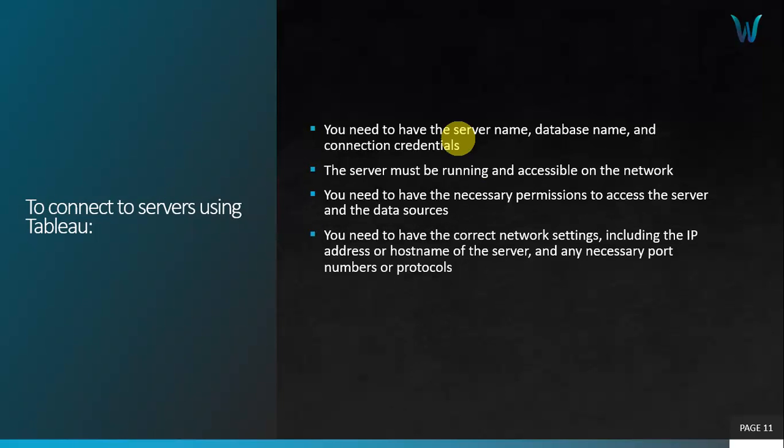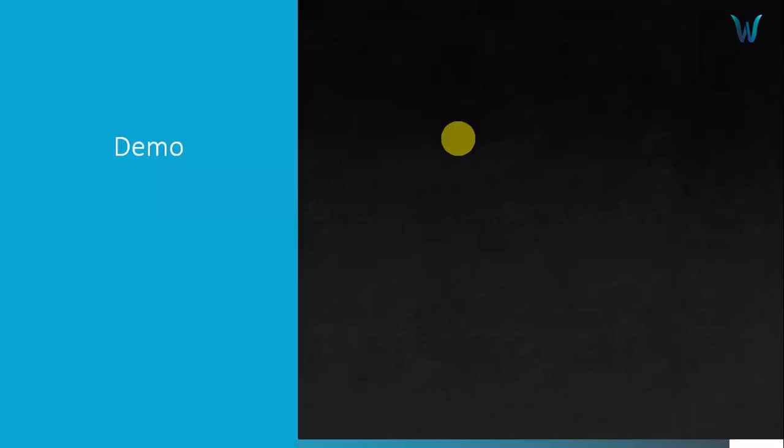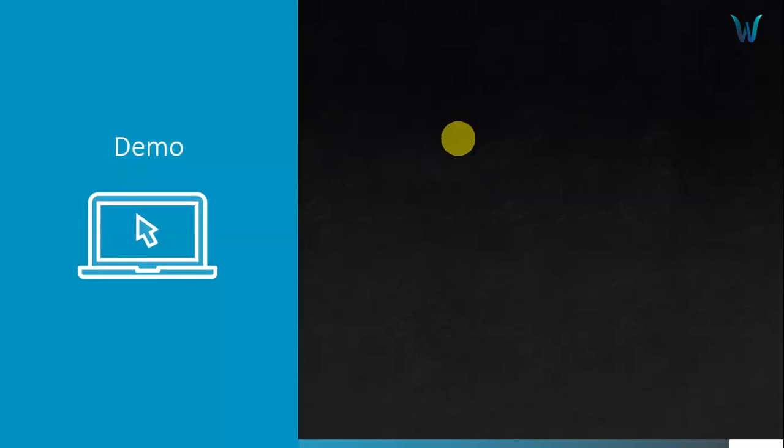And then you need to have the correct network settings, IP address, host name, port numbers, or protocols. And in some instances, you might need to install and configure necessary drivers or software on your local machine to establish this connection. Now let's go through demos. So first, let's connect to Google Sheets using Tableau.